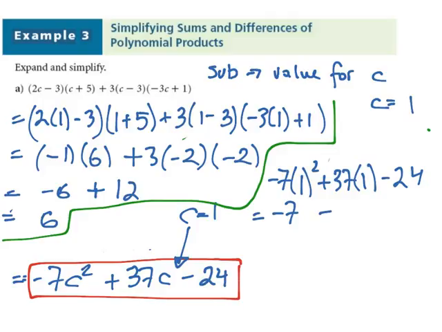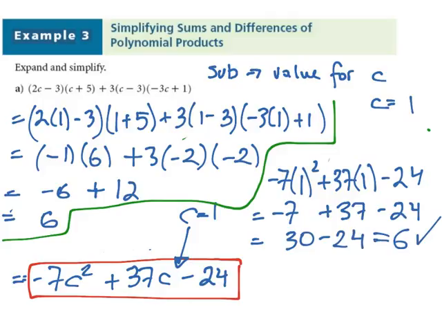37 times 1 is just 37, and negative 24. And negative 7 plus 37 is 30. 30 minus 24 is 6. We get the same answer of 6. They do check out, and more likely than not, these two expressions are correct. That means your answer is correct.